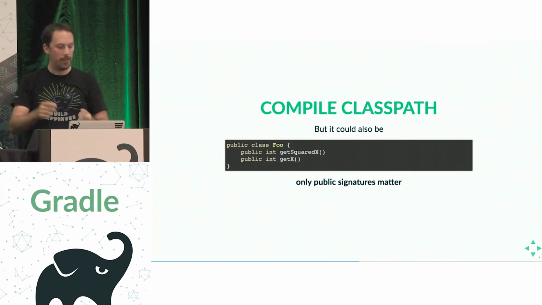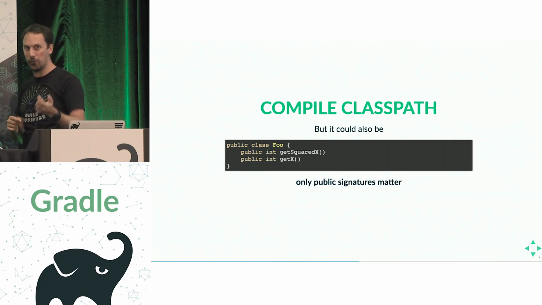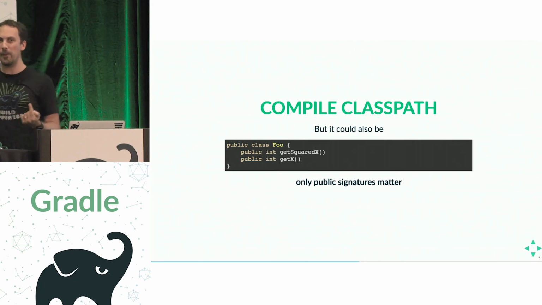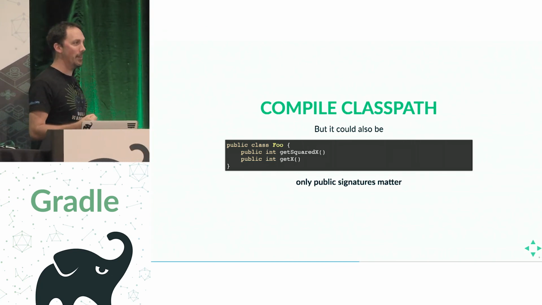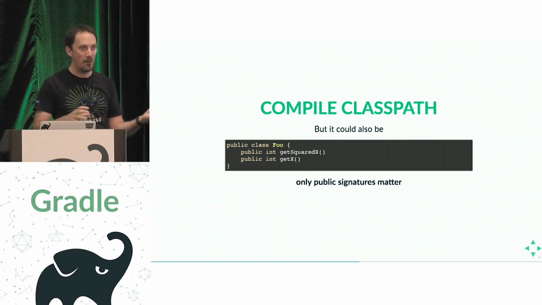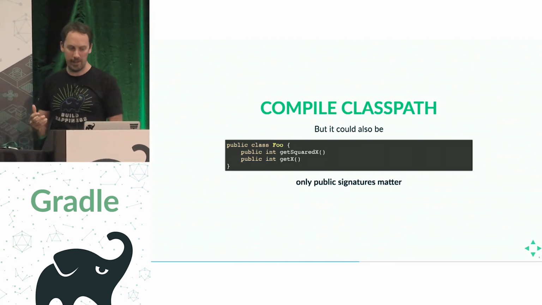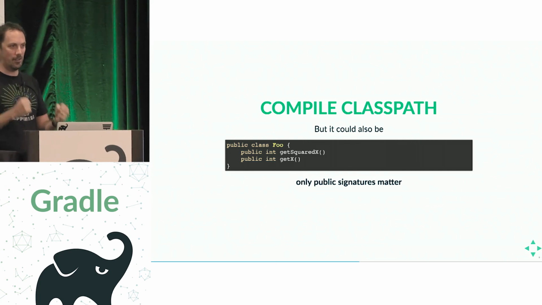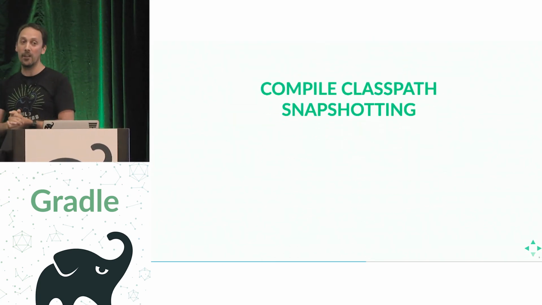But even more, if you change the order of the methods in your source code, should the compiler care about that? It shouldn't. I mean, it's just something for cosmetics. The API, what you compile against, hasn't changed. So we shouldn't care about that. Only the public signatures matter. So what Gradle does now is compile classpath snapshotting.